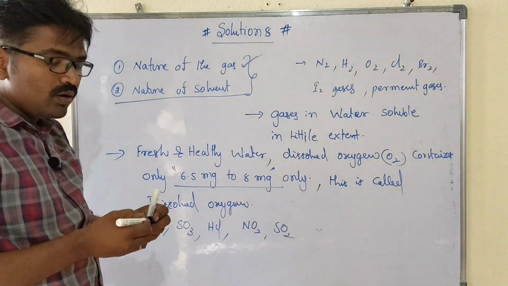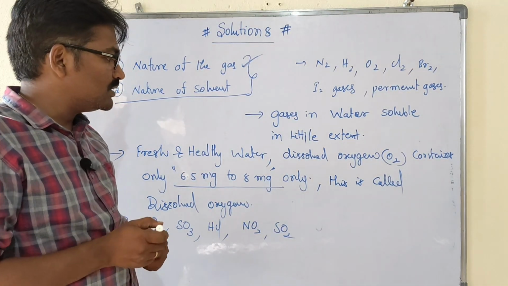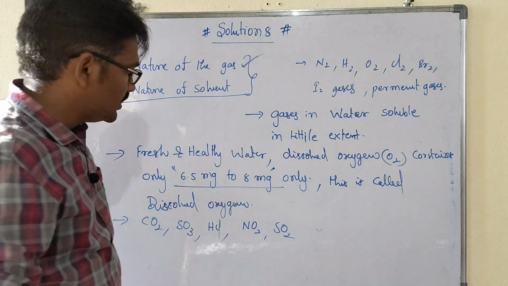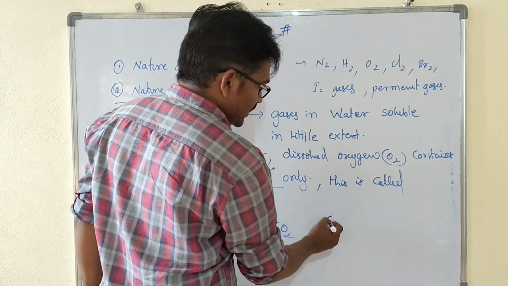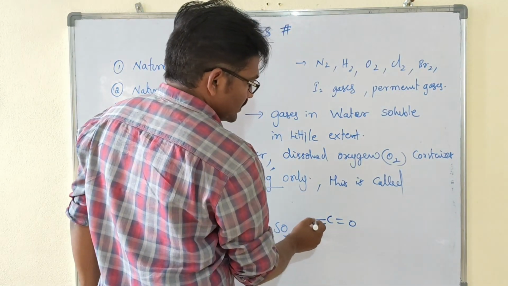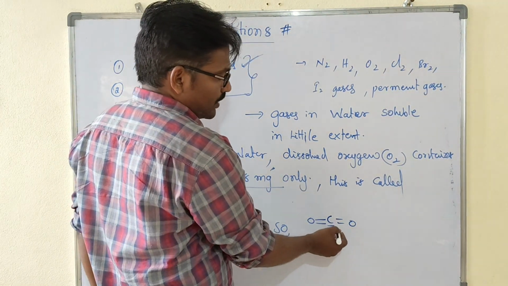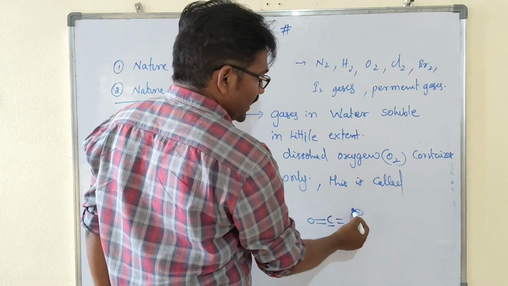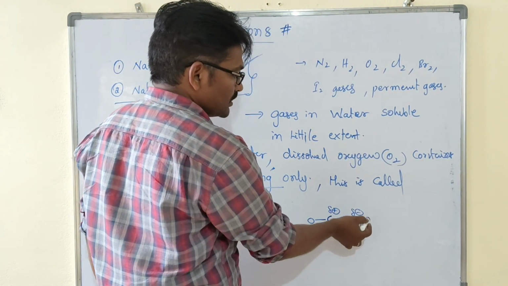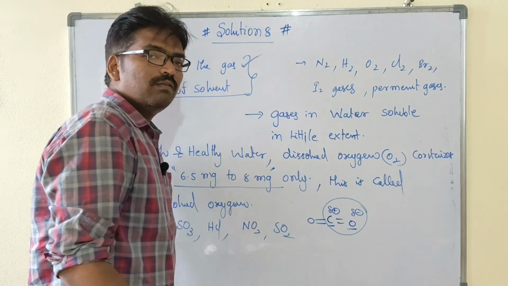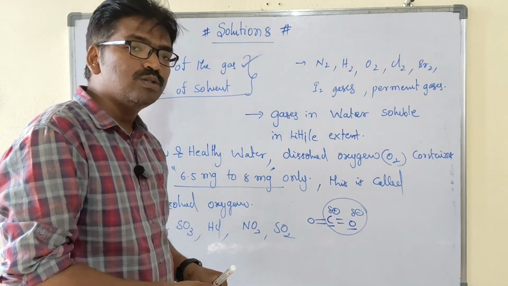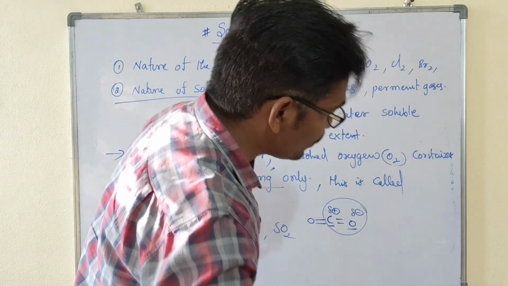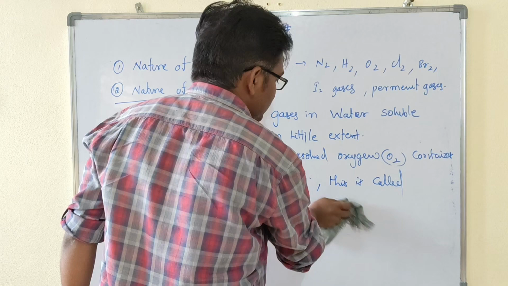The polarity will be present in it. So how will the polarity be present? For example, if you take C double bond O, here the carbon and oxygen electronegativity difference is there. Partially negative and partially positive charge will be present. So in this group, polarity will be produced in it. Polarity is produced. So not only in this gas.